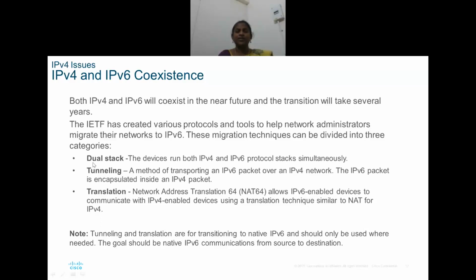Dual stack is nothing but the device runs both IP version 4 and IP version 6. So every device that manages the internet runs IP version 4 and IP version 6. The second one is called tunneling. Tunneling is nothing but you have both the devices. Okay, let me explain tunneling with the help of one example.